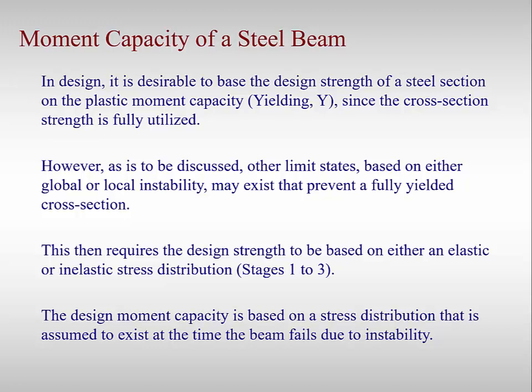However, as will be discussed in Lesson 19, it will not always be possible to reach the plastic limit state due to the exceedance of other limit states based on either global or local instability or buckling, meaning the beam will buckle before the yield limit state is reached. If the plastic moment cannot be reached prior to failure, the moment capacity is then defined by the stress distribution at the time of failure. Therefore, the stress distribution will be either inelastic or plastic. This ends Lesson 18.